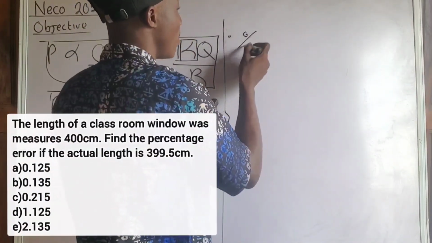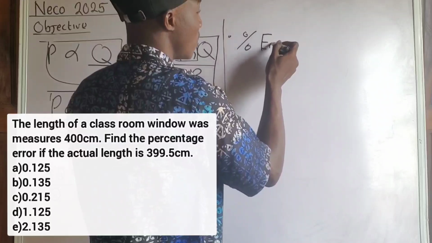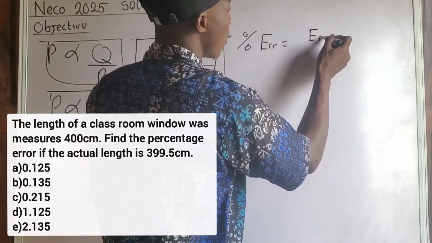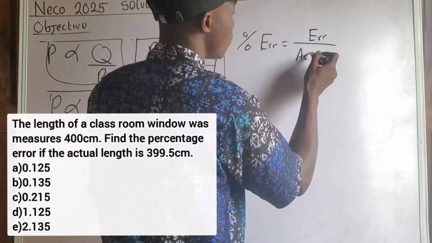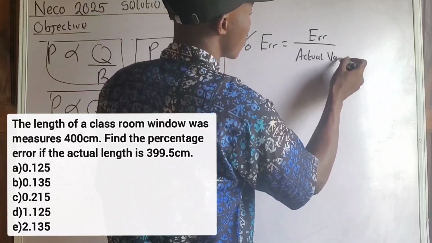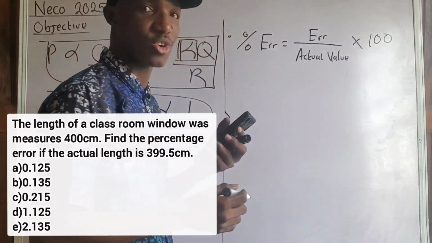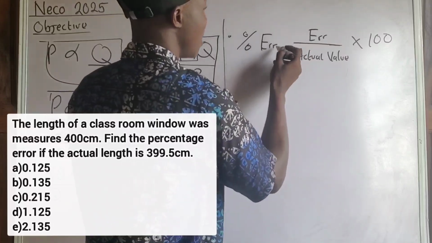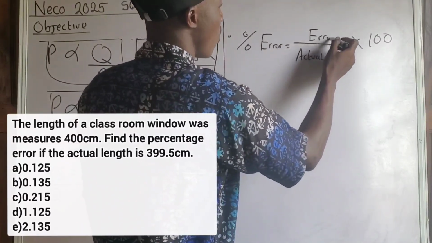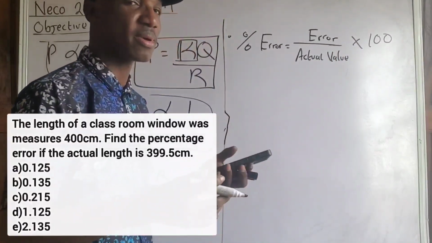Percentage error is equals to error over actual value multiplied by 100. This is the formula for percentage error. Do you understand? Percentage error is equals to error all over actual value multiplied by 100.